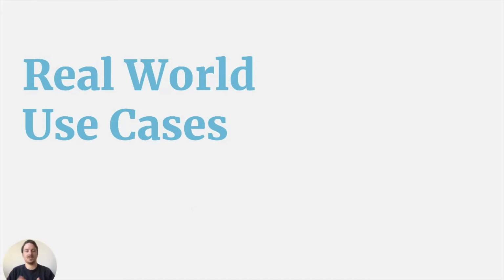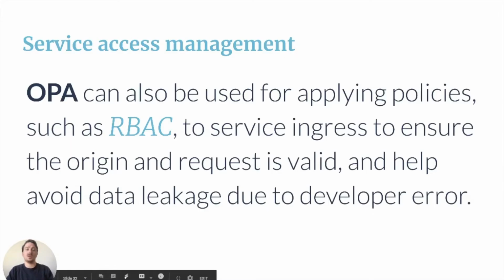And now I'd like to share some real world use cases of how you can use OPA to secure your healthcare data. And these are some that we've come across. I'd like to start with talking about service access management, so controlling the service ingress to assure that the origin and request are valid, and how you can use, for example, role-based access control to do this, and to do it to avoid things like unintentional data leakage due to developer error, which when you're dealing with complex systems is always a risk that you want to try and avoid.